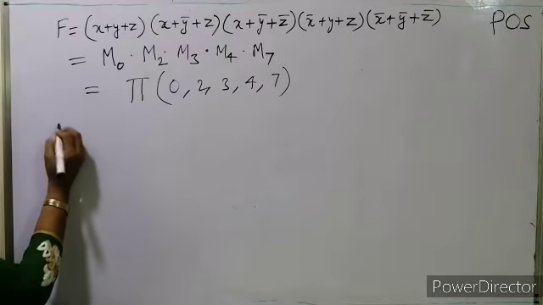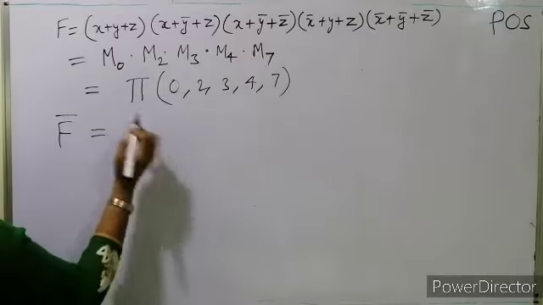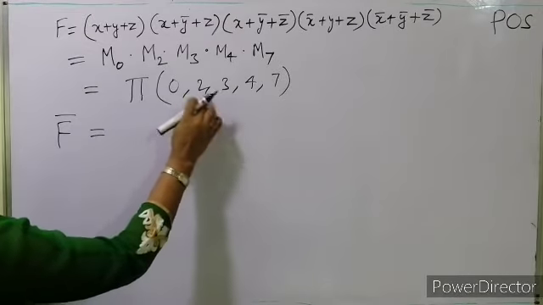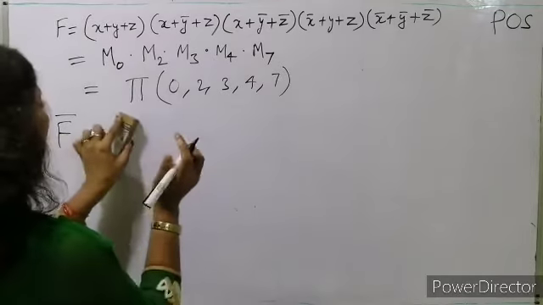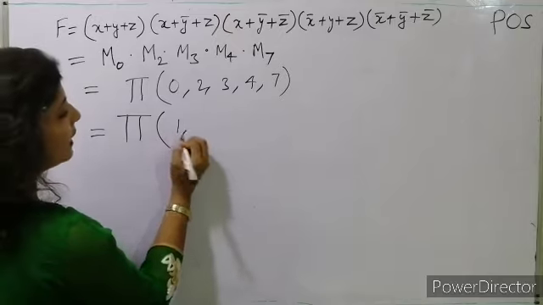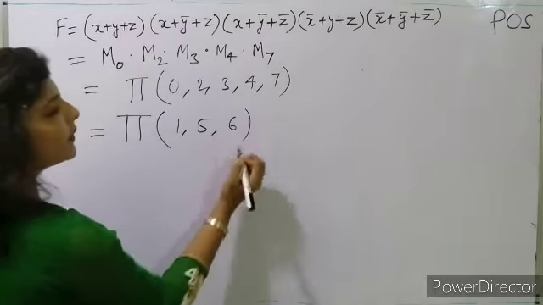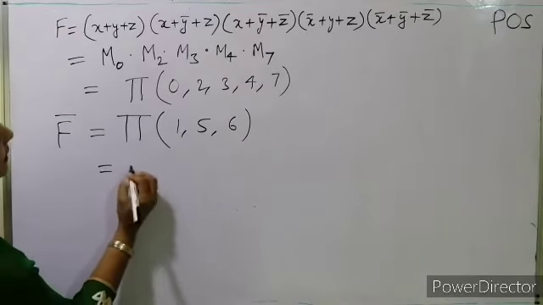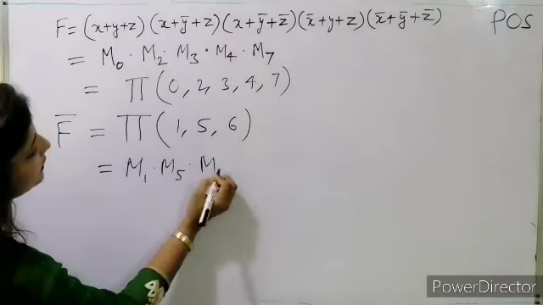Okay, so f bar, the complement of f, we can take what are not here: 0 1 0 2 3 4 7. So what will this be? This will be 0 is there, 1 is not there, 2 3 4 5 6. Okay, so we can write like this, m1 into m5 into m6.